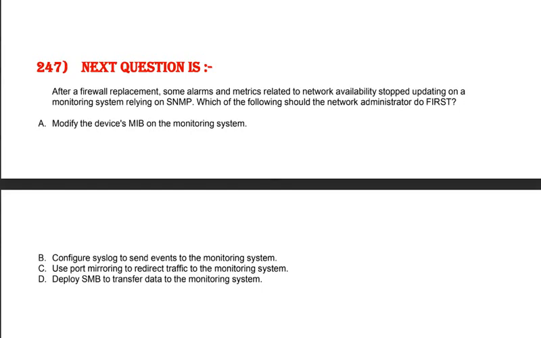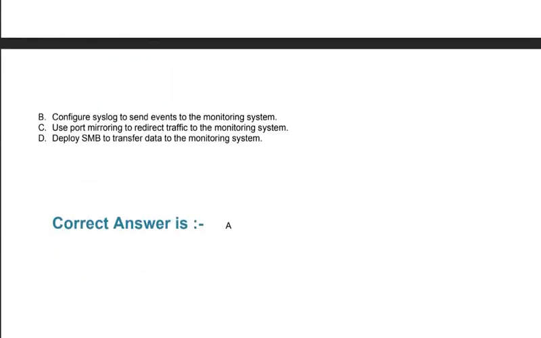Question is, after firewall replacement, some alarms and metrics related to network availability stopped updating on a monitoring system relying on SNMP. Which of the following should the network administrator do first? Option A. Modify the device's MIB on the monitoring system. Option B. Configure syslog to send events to the monitoring system. Option C. Use port mirroring to redirect traffic to the monitoring system. Option D. Deploy SMB to transfer data to the monitoring system. Correct answer is option A.